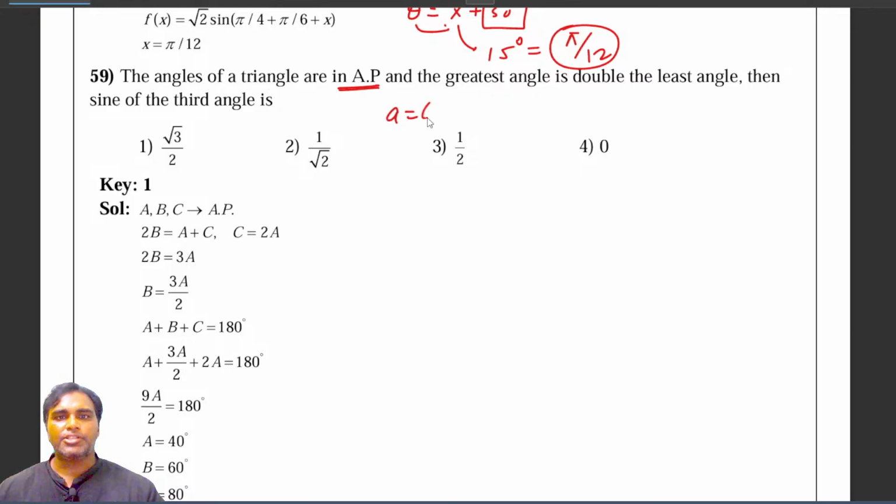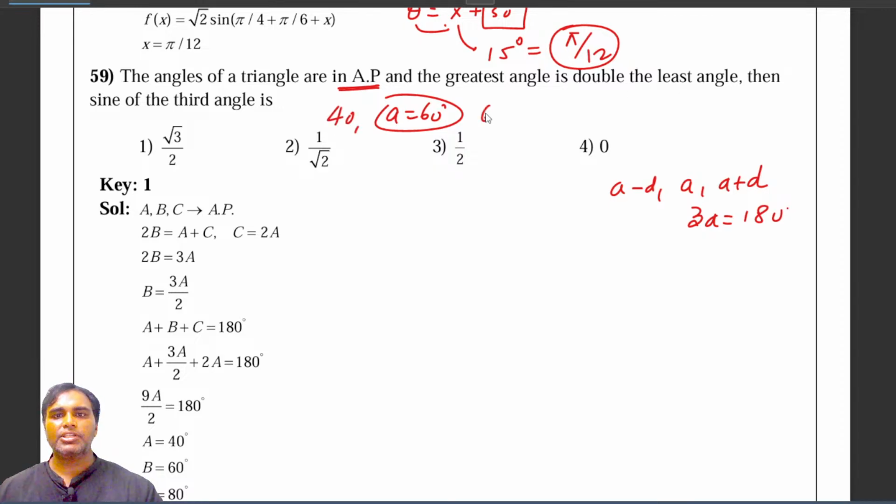59. The angles of a triangle are in AP. Means one angle is 60 degree, because I will take A minus d, A and A plus d. So adding all these angles will be 180 degree. So A will be how much? 60 degree. And the greatest angle is double the least angle. So obviously 40 and 60 is there, 80 is there. Then what is the sine of the third angle?